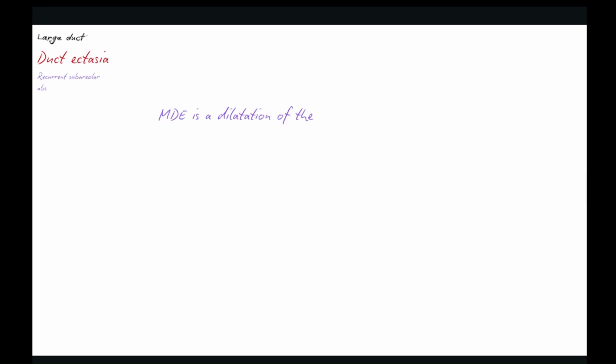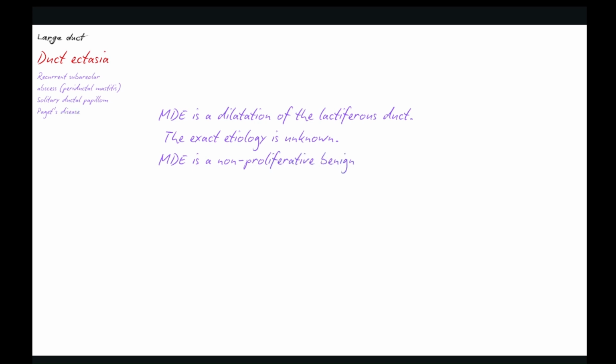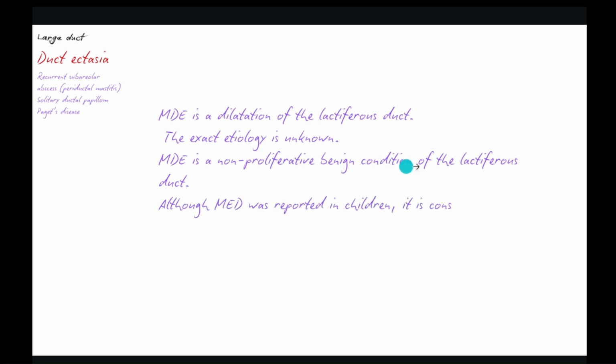We'll start talking about large duct diseases like duct ectasia. Mammary duct ectasia is dilatation of the lactiferous duct or sinus. The exact etiology is unknown. It is a non-proliferative benign condition of the lactiferous duct, although mammary duct ectasia was reported in children. It is considered an involutional process of breast tissue.